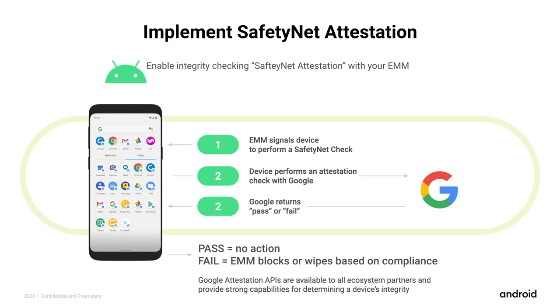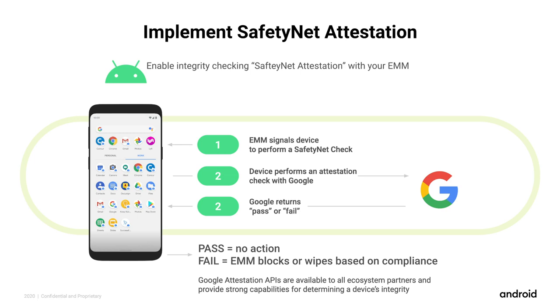The SafetyNet attestation does something really well, and it checks the integrity of a device to ensure that it has not been compromised. Now, if you remember back in the CDD and CTS testing, when a device passes GMS licensing, we deliver something called a Google attestation root signing key that is stored in hardware.